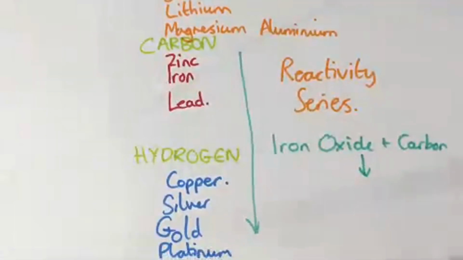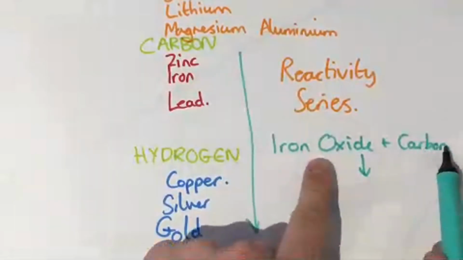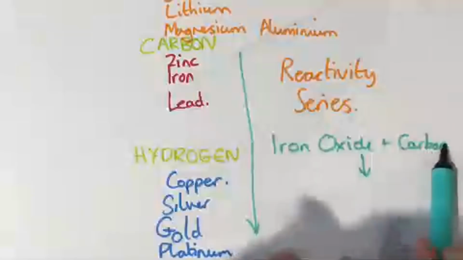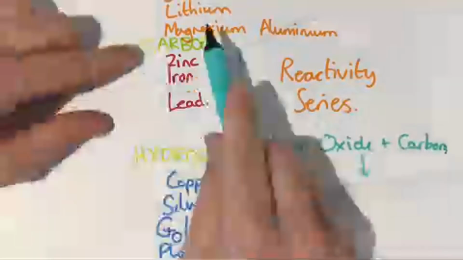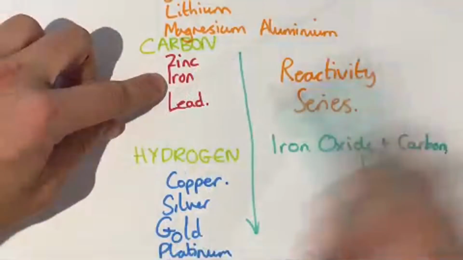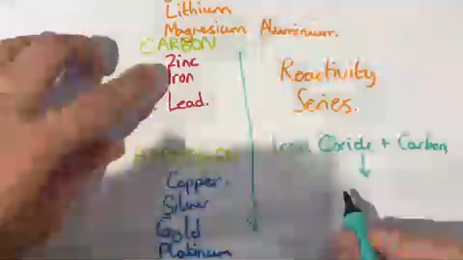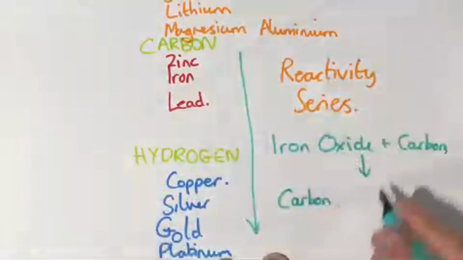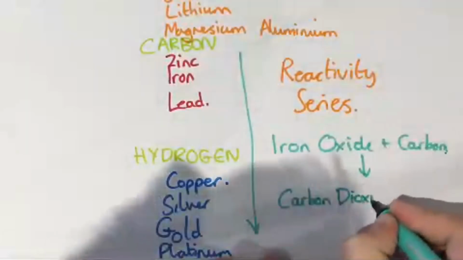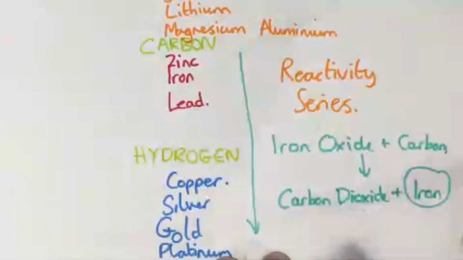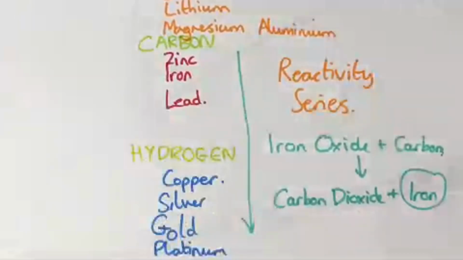it's that whole thing where you have the more reactive thing. In my lessons, I've talked about the more attractive boyfriend winning out. So if you look at carbon, carbon is more reactive than iron. So it kicks it out and replaces it. So you end up with carbon dioxide, not carbon oxide, plus iron. And now the iron is on its own and it's extracted.